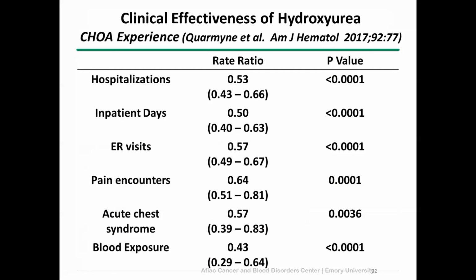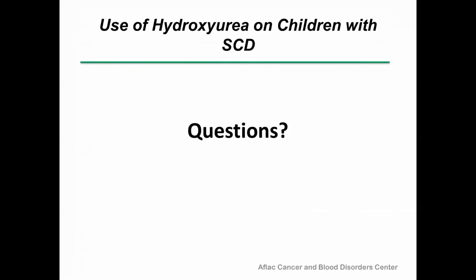had started hydroxyurea. And basically, up here, hospitalizations 0.53 means that the number of hospitalizations was reduced to 53% of what it had been, so roughly half. And so this does demonstrate that in the real world, hydroxyurea can do what it is intended to do. And that's the final slide.